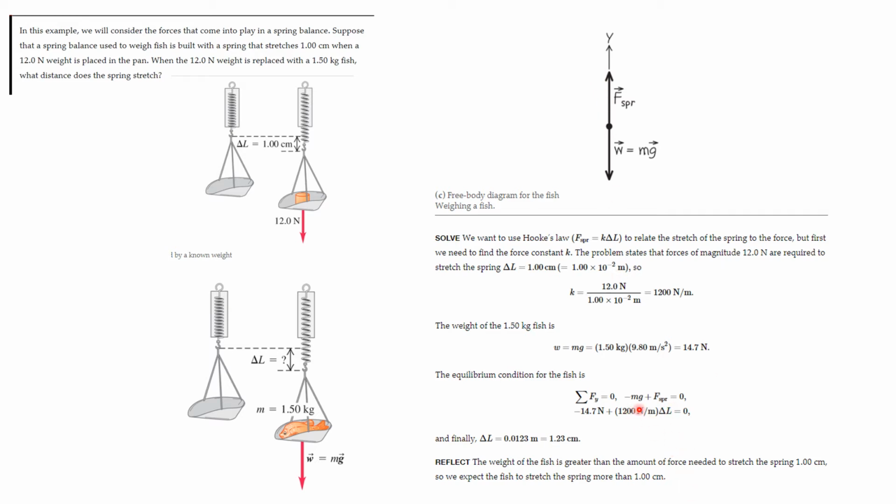So minus mg, we're taking that to be negative going down, plus the force going up. So we have 14.7, that is m times g, minus 14.7, plus the spring constant, 1200 newtons per meter, times delta L. So this is a linear equation that you can solve for delta L, and delta L is equal to 0.123 meters, which is the same as 1.23 centimeters. This is a good example of Hooke's law.